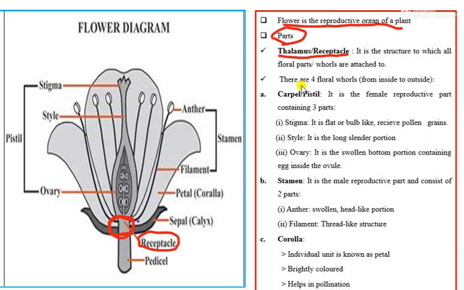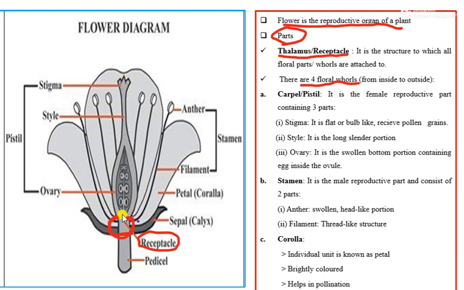Now how many floral whorls are there? There are 4 floral whorls. We can count them from outside to inside or from inside to outside, but in this video I will show the arrangement of floral whorls from inside to outside. So what do you see at the innermost portion of a flower? Which whorl do you identify?